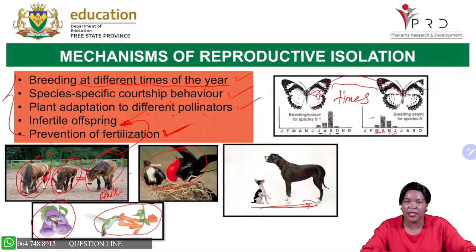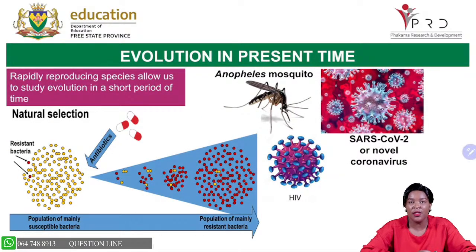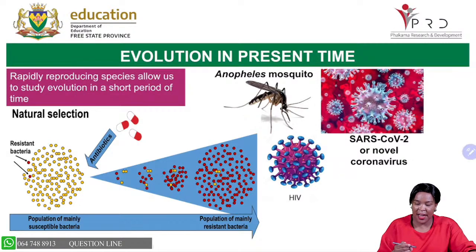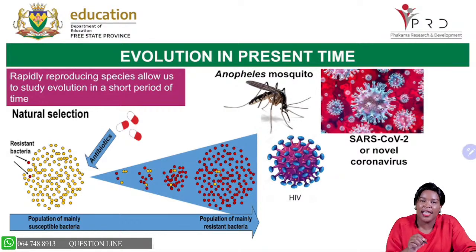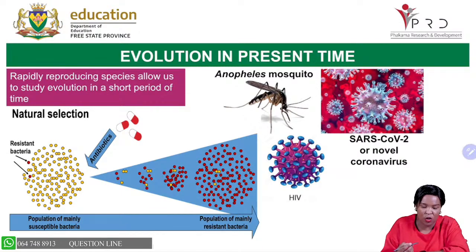Then, evolution in present times. Evolution is continuing even today, and we saw that during COVID-19 that evolution was happening because the virus was changing rapidly, having different names for different strains, you see. So this evolution can be seen in organisms that are reproducing rapidly. Mostly it's those small organisms like your bacteria or your viruses.